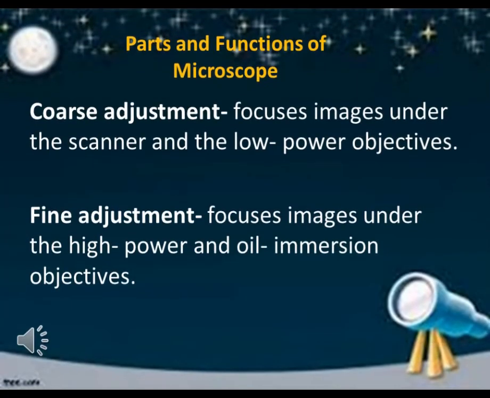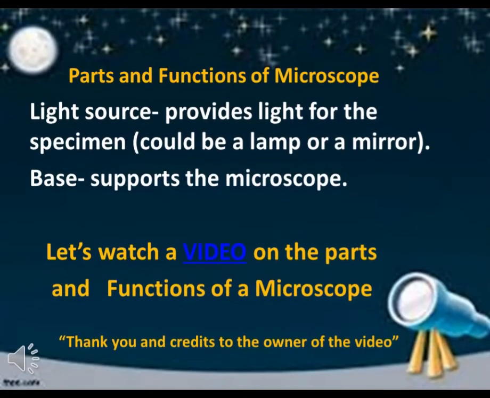Let's move to the coarse focus or the coarse adjustment knob. It focuses images under the scanner and the low power objectives. For the fine focus or the fine adjustment knob, it focuses images under the high power and oil immersion objectives. We have the light source. It provides light for the specimen. It could be a lamp or a mirror. For the base, it supports the microscope.